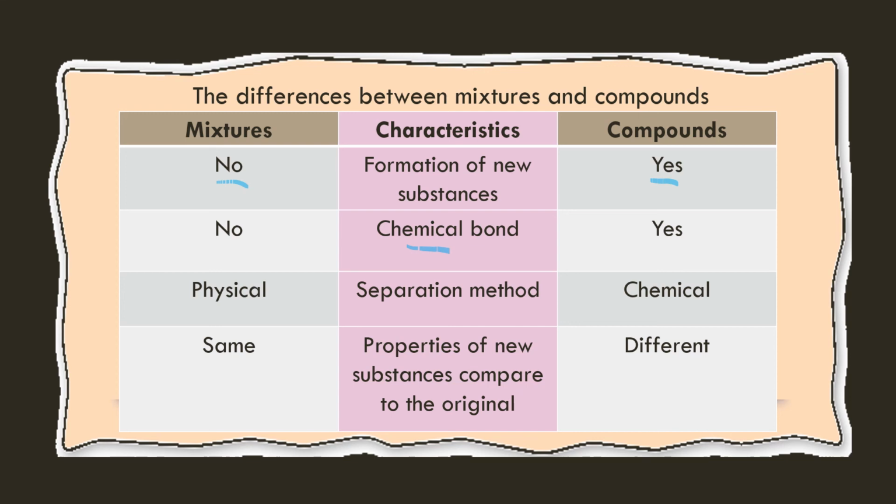There is no chemical bond in mixture, but in compound, there is chemical bond between the elements. Separation method for mixture is physical, and for compound, chemical. And the properties of the substances in a mixture remain the same as the original, but in compound, the properties of the new substance are different from the original substance.